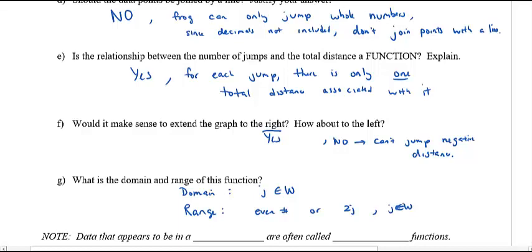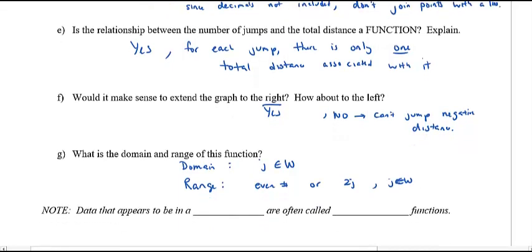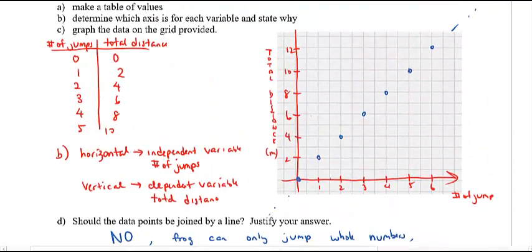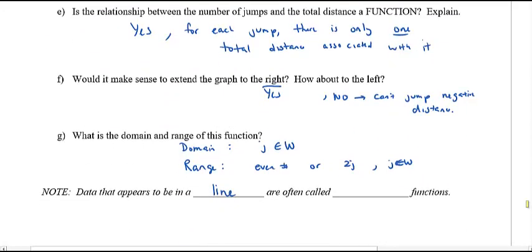Now, one last thing here before we end today's video. Data that appears to be in a line. You see how these look like they're in a line? Yeah, I mean, we're not going to draw a line, but they look like they lie on a line. Do you know what they're called? Yeah, they're often called linear functions. And we'll talk more about that later on in our course. Okay? But that's it for now. You finished extension number 2.